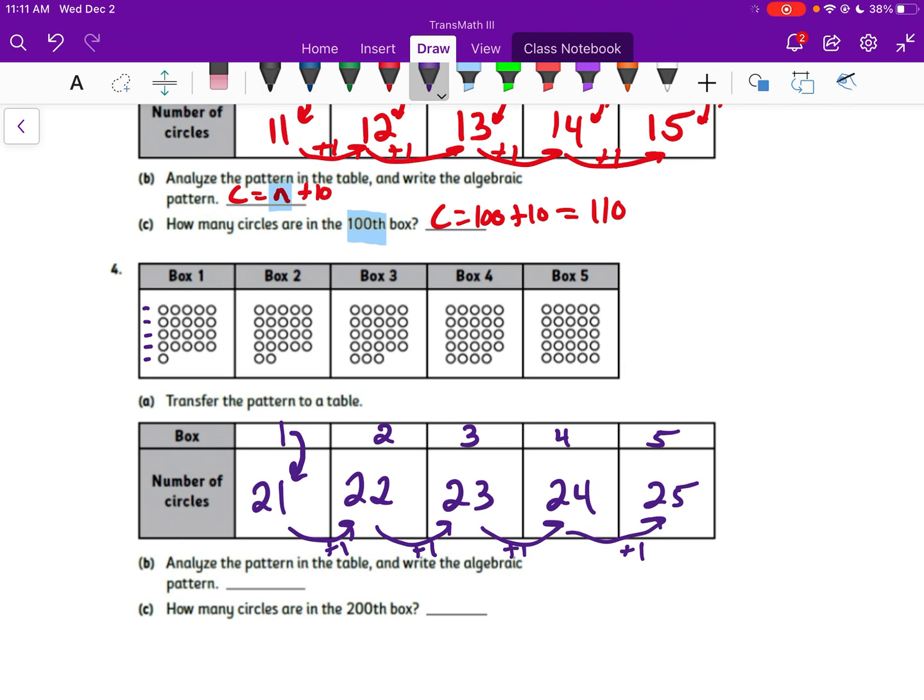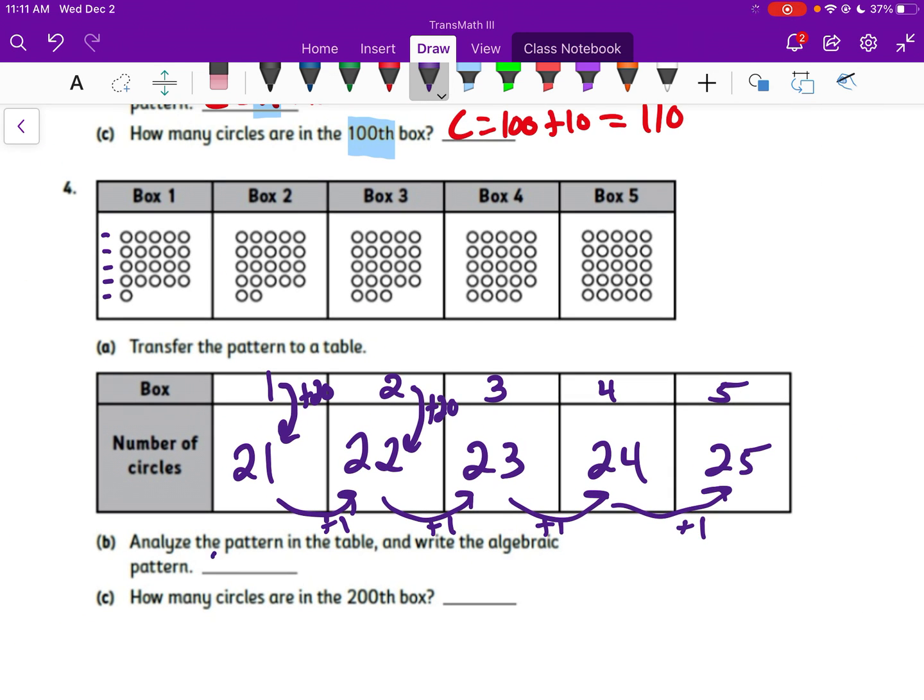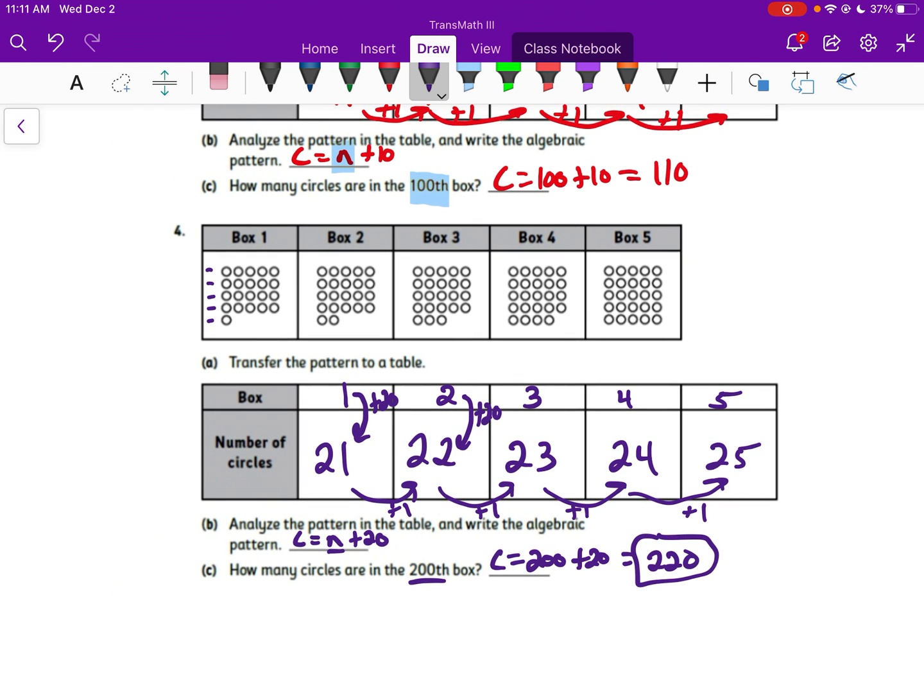And again, comparing the box number to the number of circles, you'd have to add 20. And that would be the same pattern all the way through. So in this case, the number of circles is equal to the box number plus 20. And here, 200th box, so we're replacing that with n. So the number of circles is equal to 200 plus 20, or 220 in this case. All right, so that is finding a pattern given a table with the box number and circles.